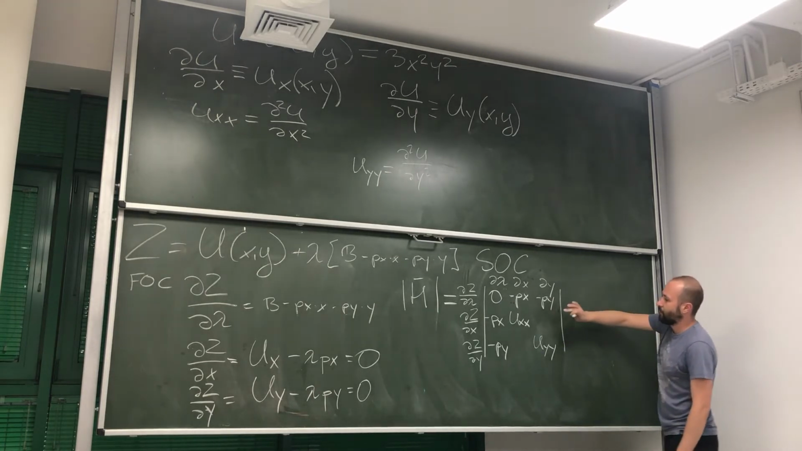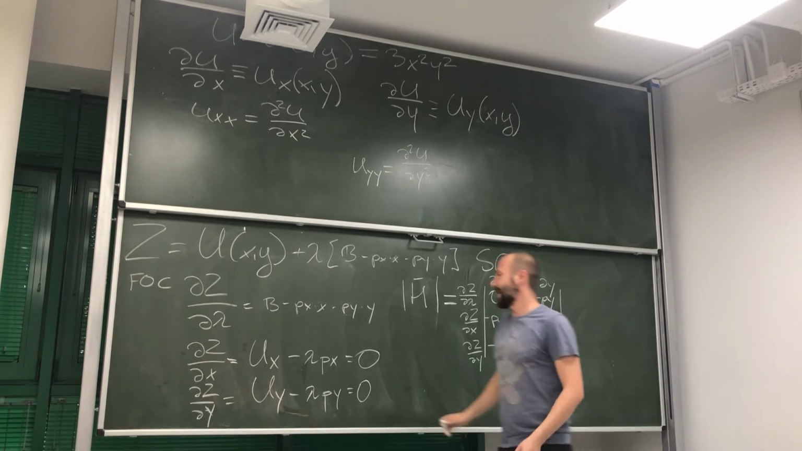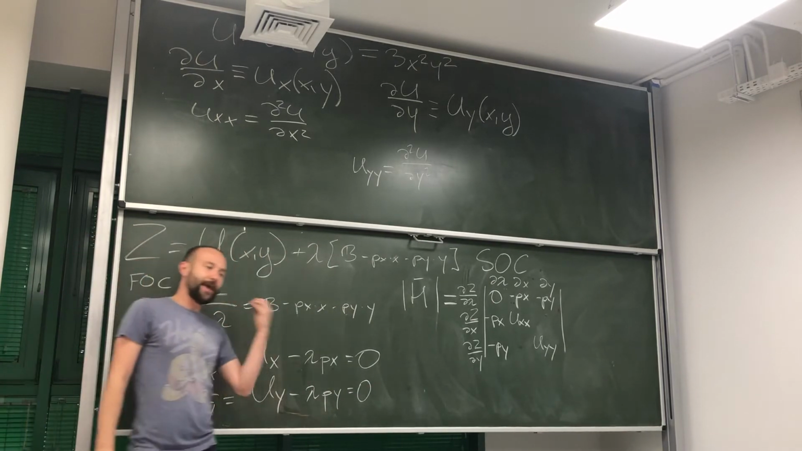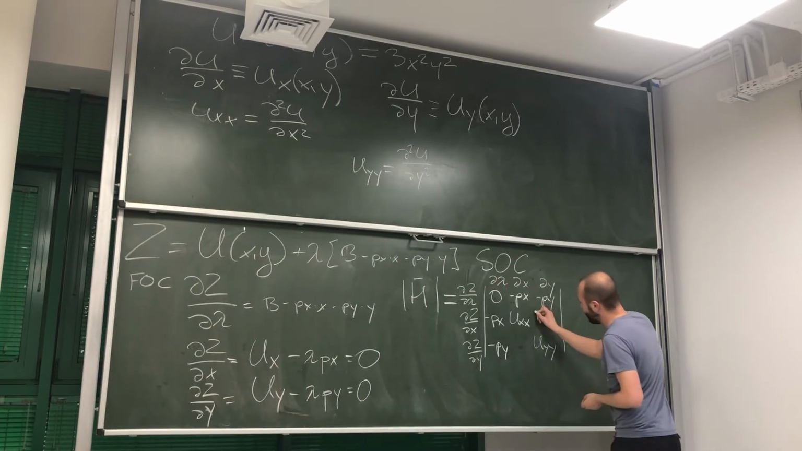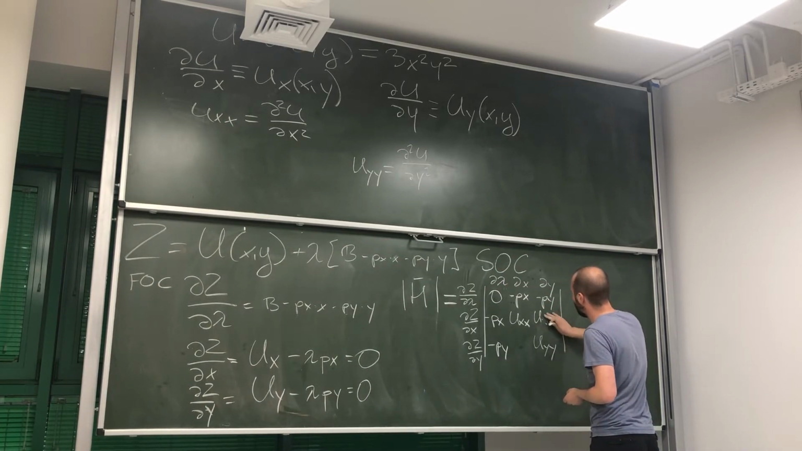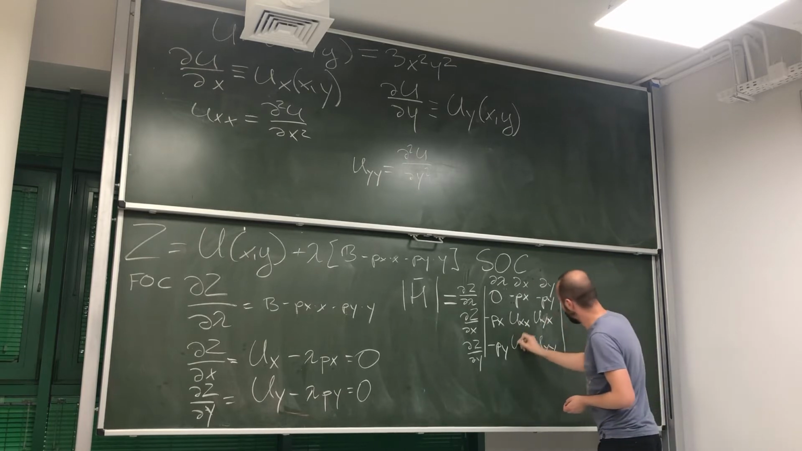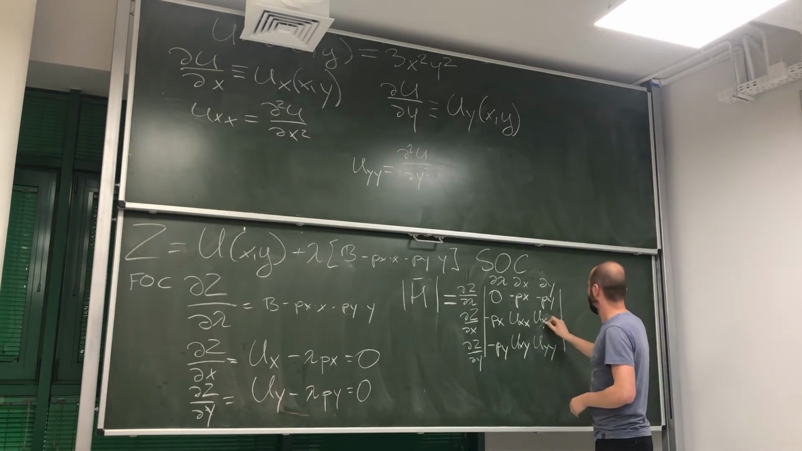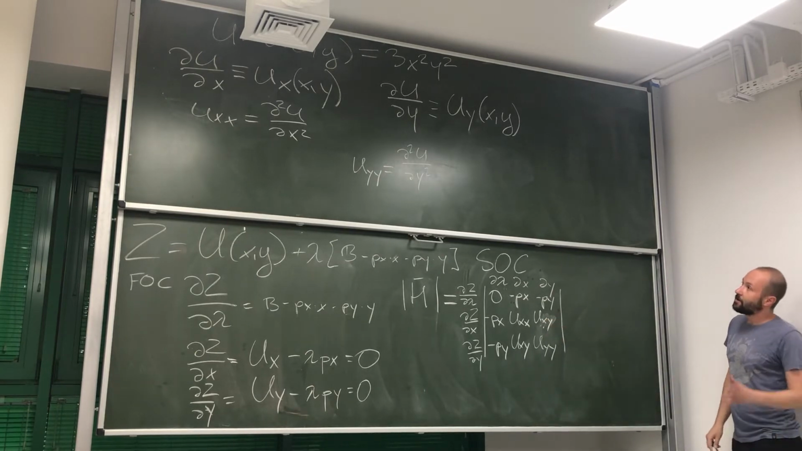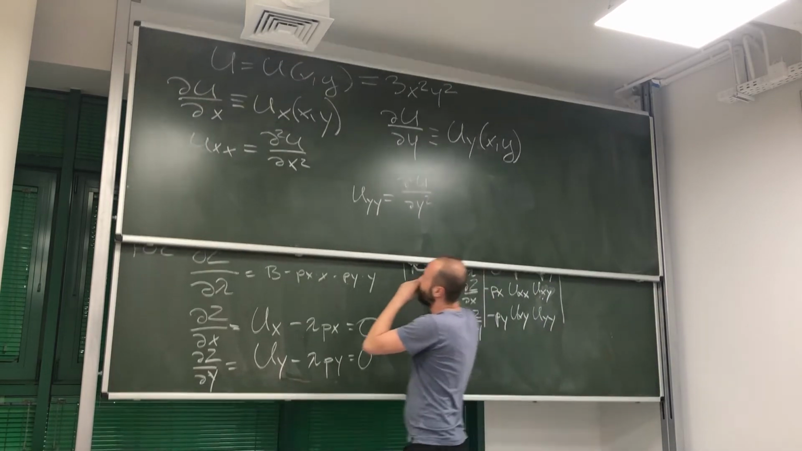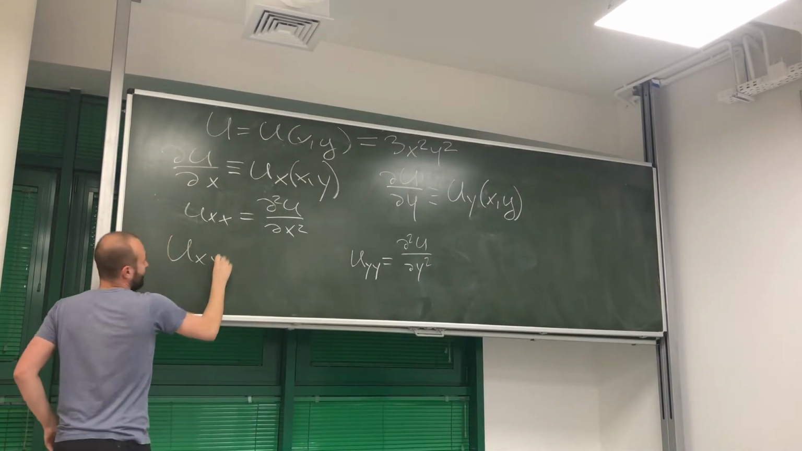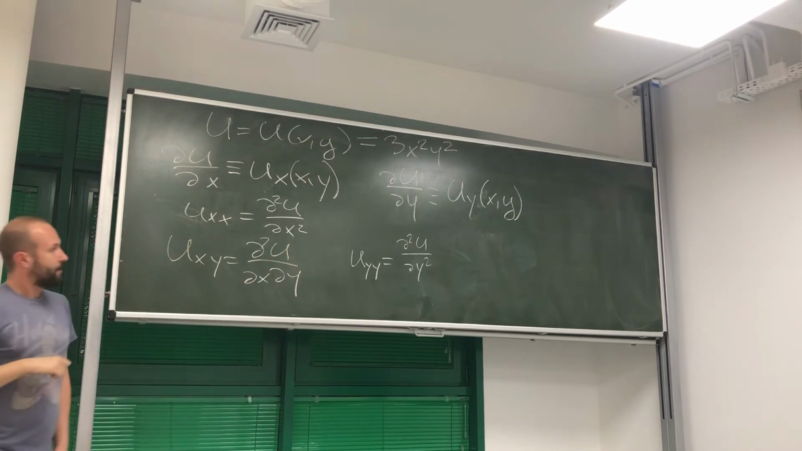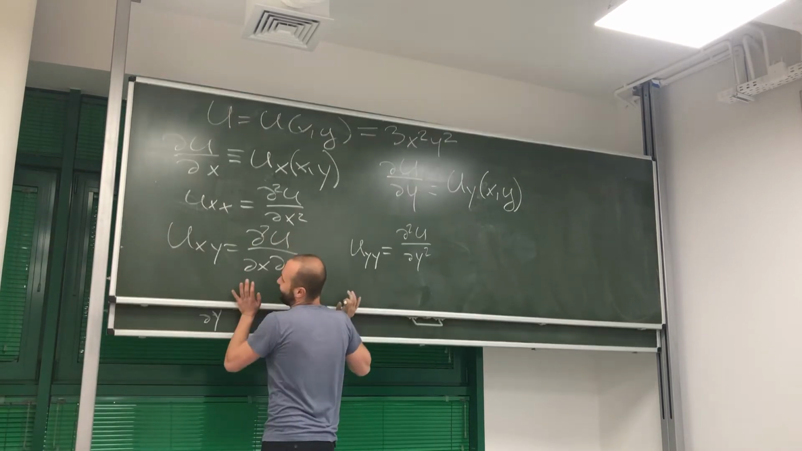However, we will also have cross derivatives, right? Because I need to differentiate this with respect to x and this with respect to y. But based on Young's theorem, we know that uyx and uxy are the same, so let's call them both uxy. Okay, and we just remember that uxy is a cross derivative.